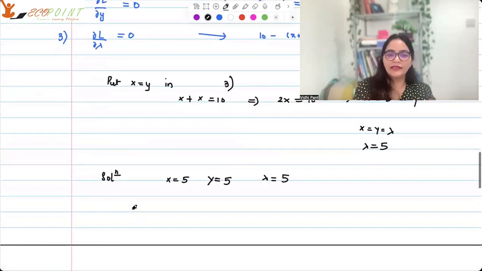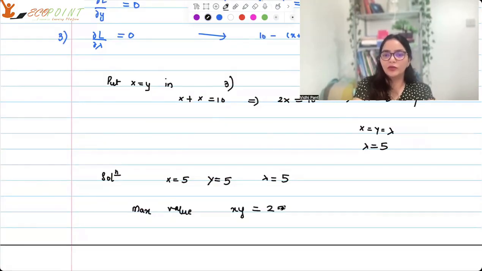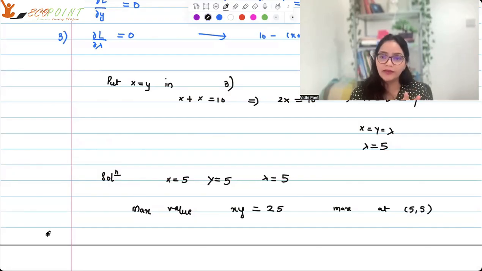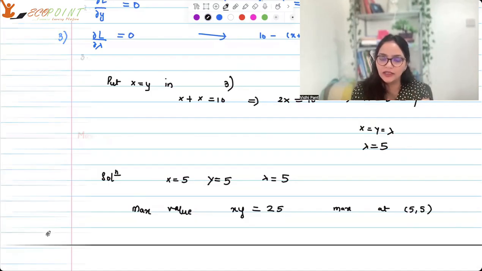What is the maximum value? Maximum value xy is equal to 25, 5 into 5. So you're getting maximum at 5. So think about it. What is this lambda? See, this lambda which turned out to be 5 is basically that value which somehow binds the constraint.